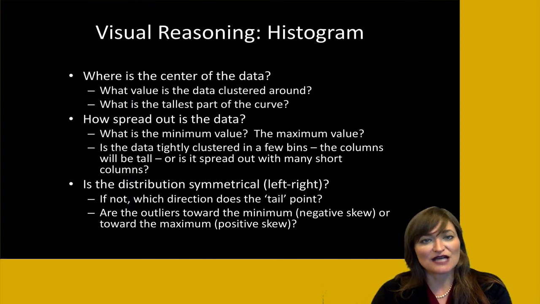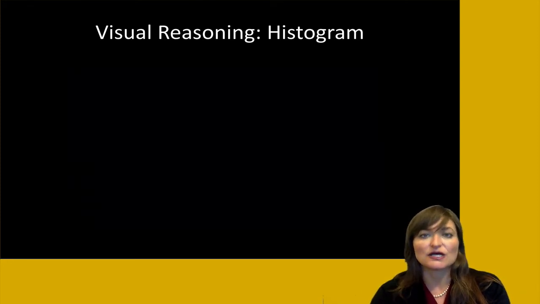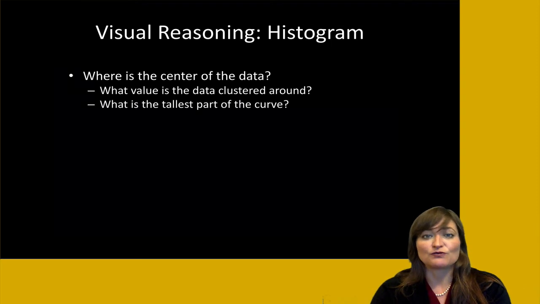There are a number of questions that we ask ourselves when we are reasoning about a histogram, when we're reasoning about a distribution. So remember, you're talking about one continuous variable, the values of each member of a sample on one continuous variable. So the first question you can ask yourself is, where is the center of the data? What value is the data clustered around? You might look at the tallest column or the tallest part of the curve, but understanding or trying to identify where the center of the data is.